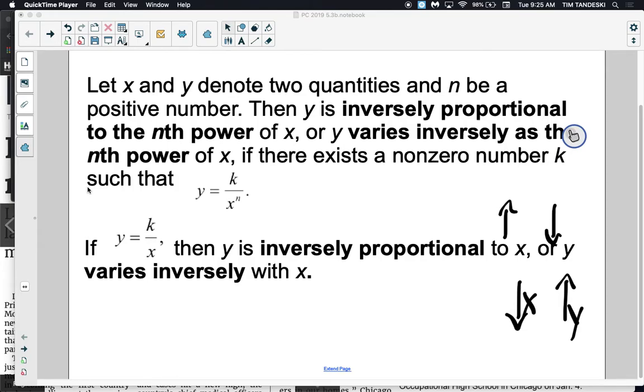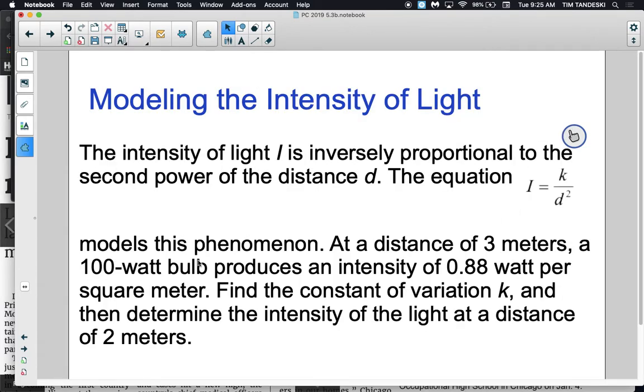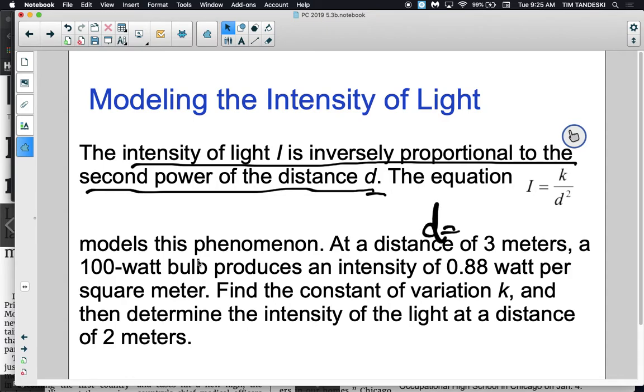So, moving on to the next slide, we have modeling the intensity of light. Here it says the intensity of light I is inversely proportional to the second power of the distance d, meaning the farther you move away, the less intense the light is. So the equation I equals k divided by d squared models this phenomenon. At a distance d of 3 meters, a 100-watt bulb produces an intensity of 0.88 watts per square meter.